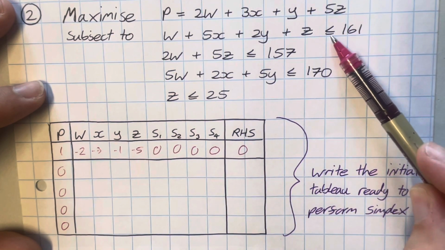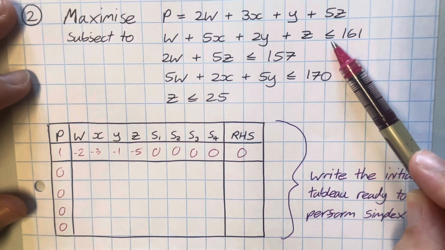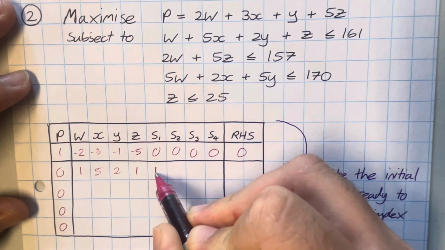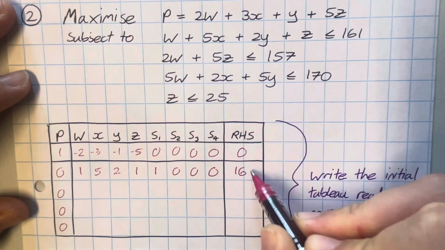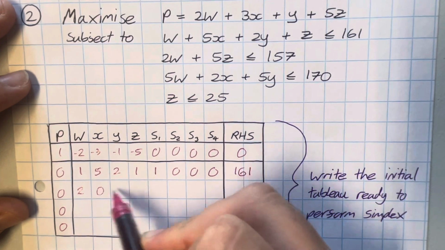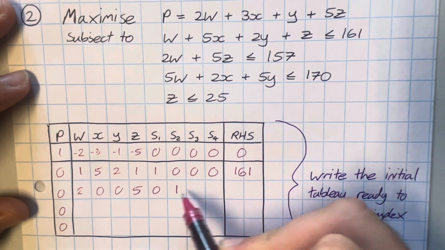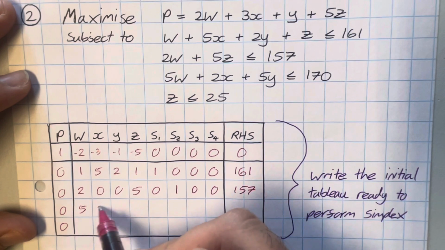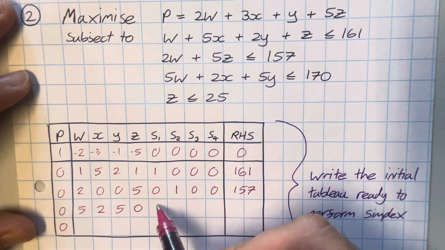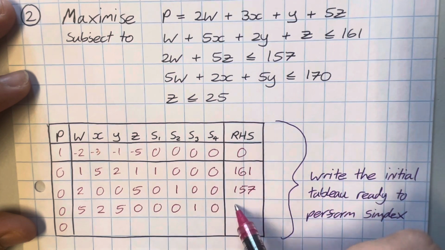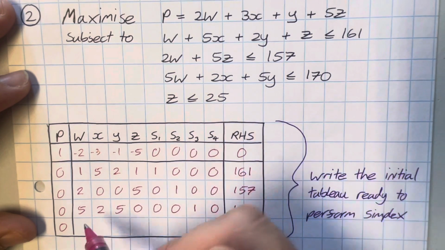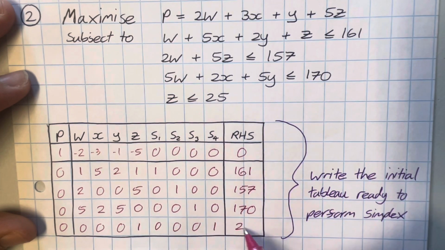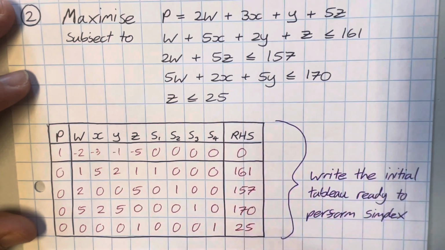We're going to replace this less than or equal to with plus a slack and then an equals. So we have 1w plus 5x plus 2y plus z plus a slack, and that is going to equal 161. Then we have 2w and 5z plus a slack equals 157. 5w plus 2x plus 5y plus 0z plus a slack is equal to 170. And then finally, our z must be less than or equal to 25, or z plus a fourth slack equals 25.